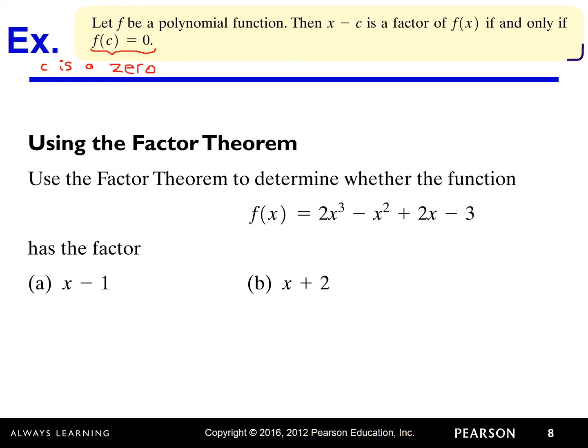Okay, very theoretical this first video, so sorry about that. The future ones won't be so much. And this problem will not be so theoretical. It's pretty straightforward to do. Use the factor theorem to determine whether this function, a polynomial function by assumption, has the factor x minus 1. Now, in this case, c is 1. And so, right, the c is the same thing as the 1.